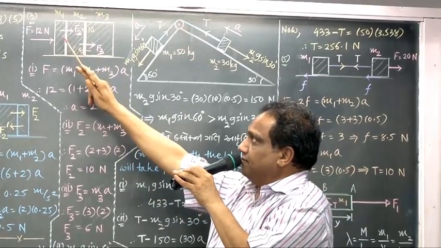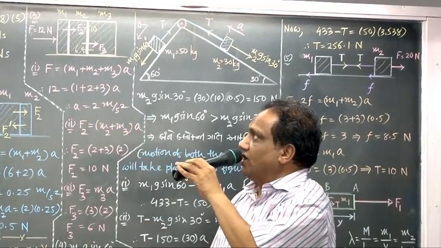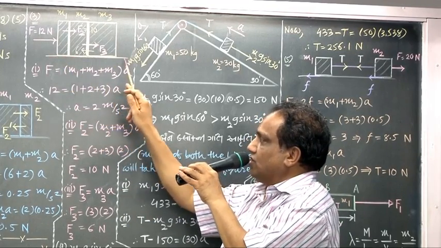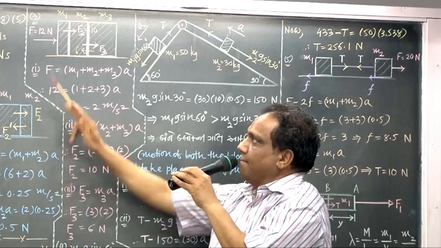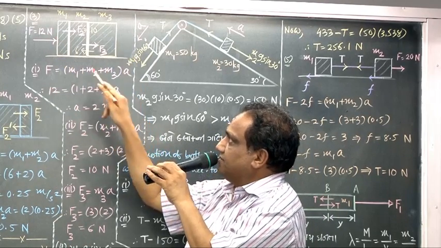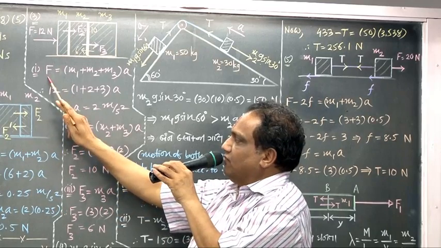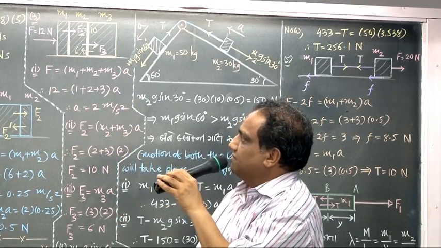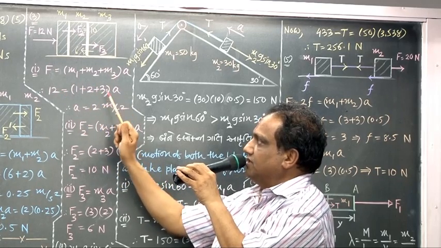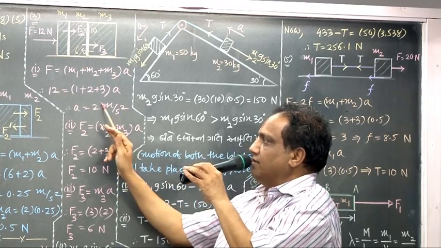Now we have 3 blocks in contact with each other. As shown in the figure, they are lying on a horizontal frictionless surface. An external force of 12 Newton is exerted on the entire system. So you know resultant force equals mass into acceleration. Resultant force is 12 Newton, m1 is 1 kg, m2 is 2 kg, m3 is 3 kg. Find out a: 2 meter per second square.